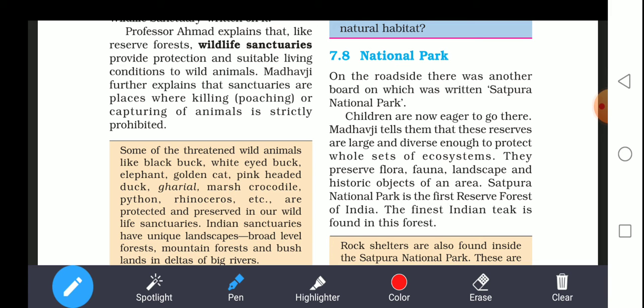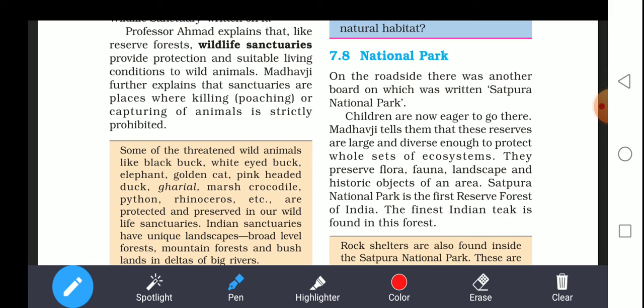They are discussing, and they are also diverse enough to protect the whole set of ecosystem. They preserve flora, fauna, and landscape and historic objects of an area. So here they are preserving flora like plants, fauna, that is animals, and landscape. Also a particular area is kept safe, like a biosphere reserve. And historical objects of an area, like statues, as you know.